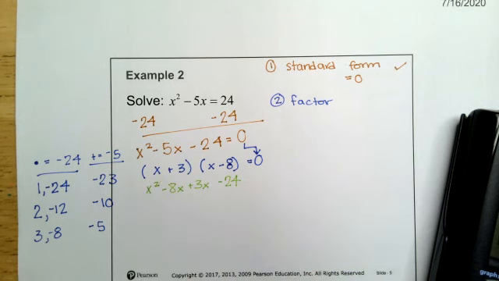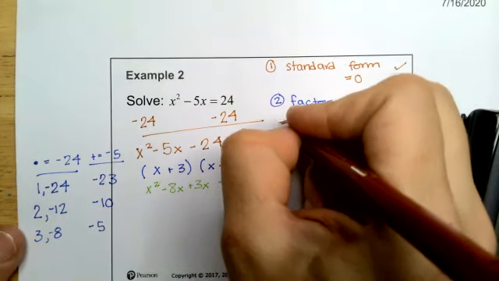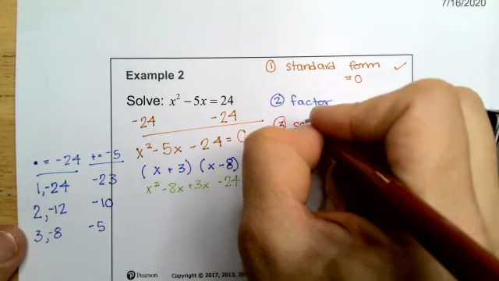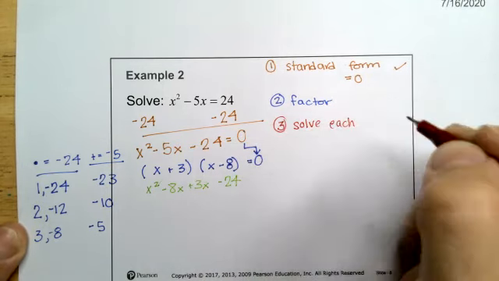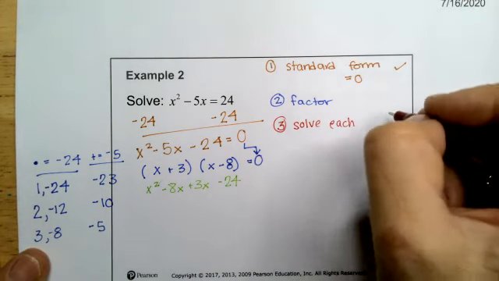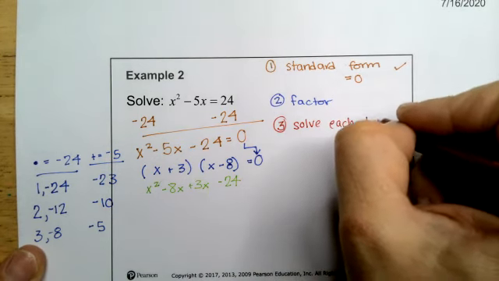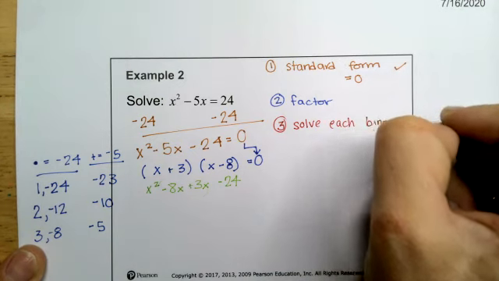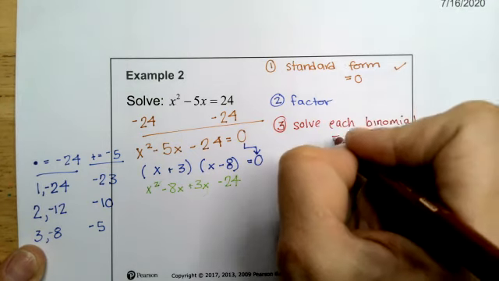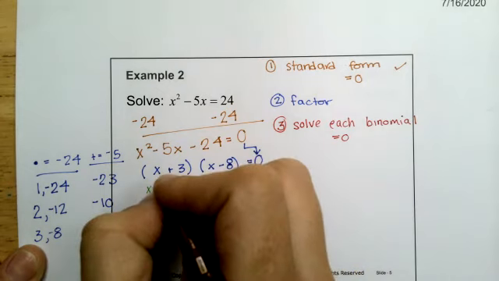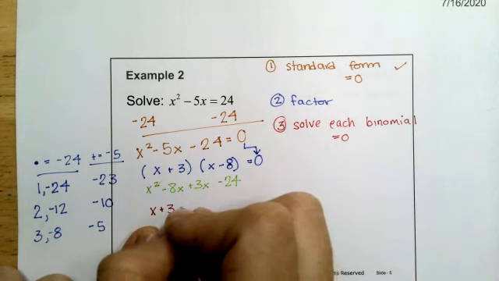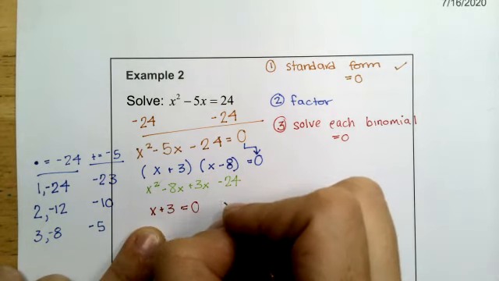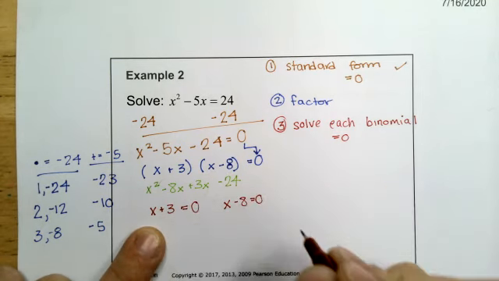All right. Now, set each factor equal to 0. So solve each binomial, we'll say, by setting it equal to 0. So we have x plus 3 times x minus 8 equals 0. So we're just going to say x plus 3 equals 0 and x minus 8 equals 0.